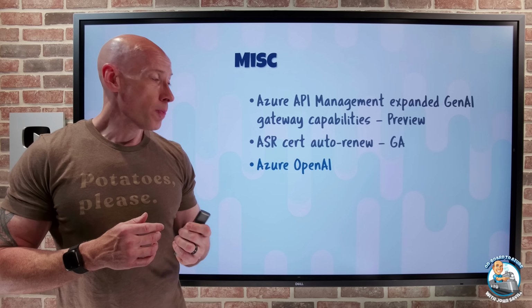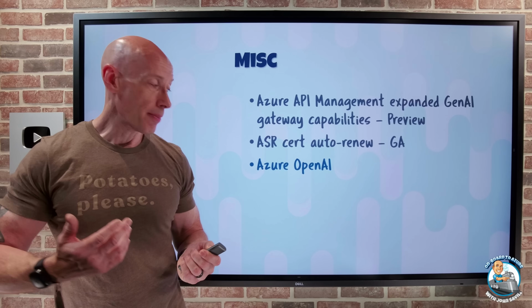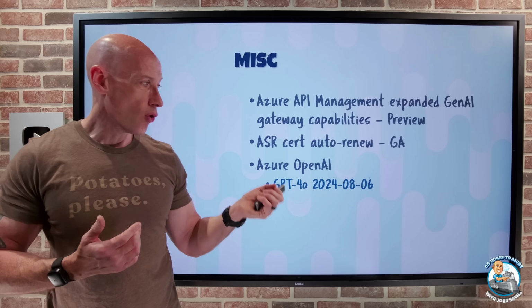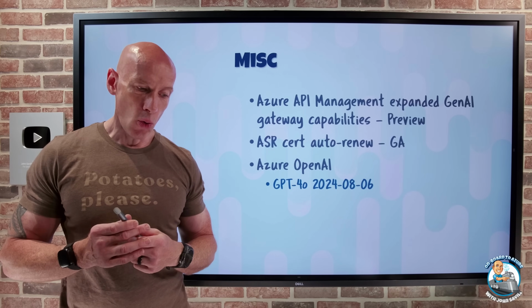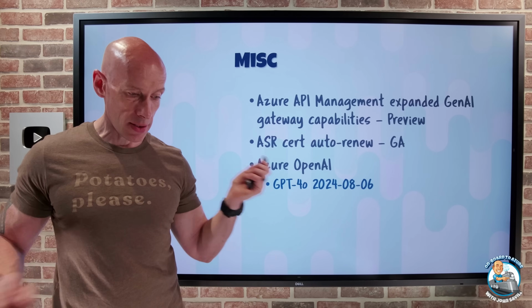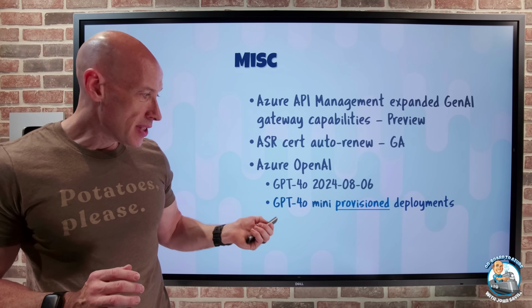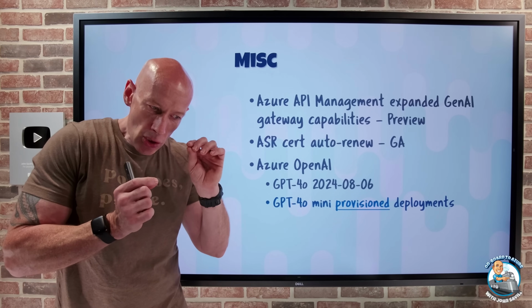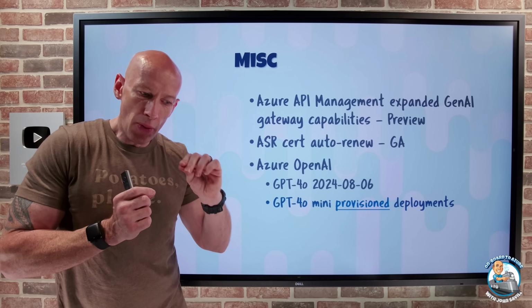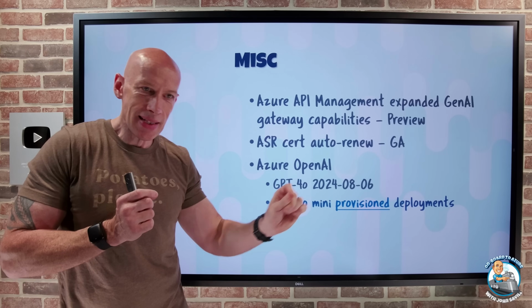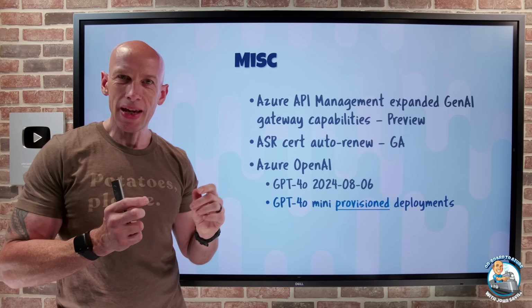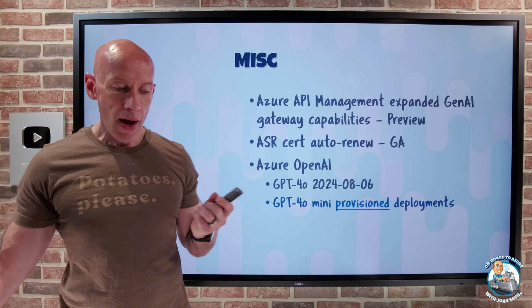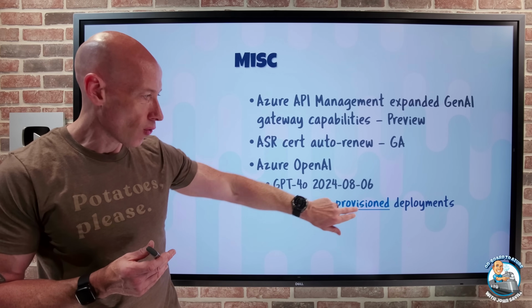And then for Azure OpenAI, there are a number of updates. The first is GPT-4o 2024-08-06. This adds support for structured outputs, so that's available. GPT-4o Mini now has provisioned deployments. Remember, provisioned is all about that predictable performance in terms of latency, in terms of throughput. You'll hear the phrase PTU, provisioned throughput units, over and over again. So now I can leverage that as part of my GPT-4o Mini.